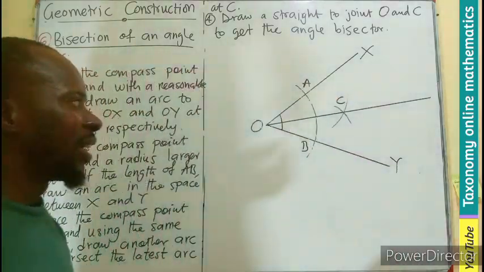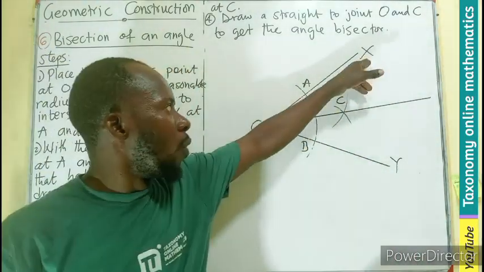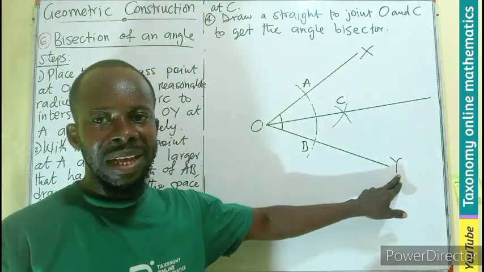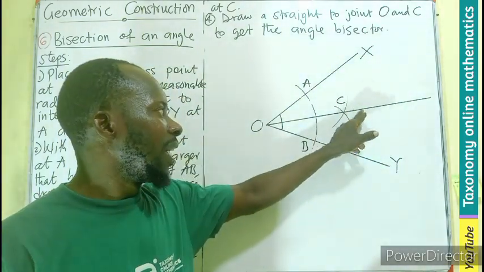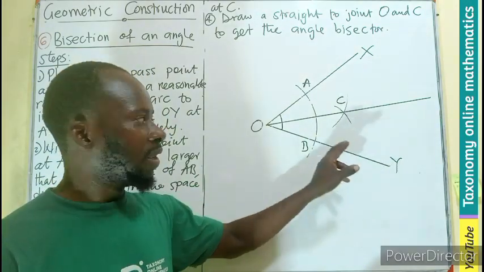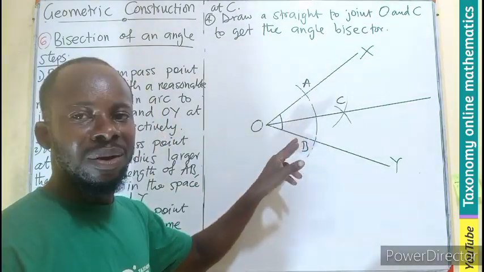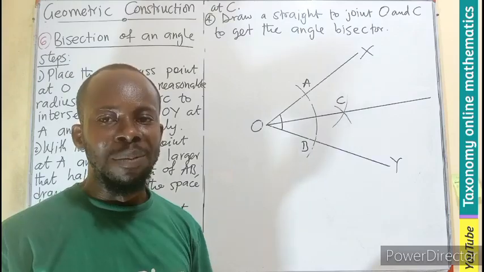So you can see that the angle XOY is now bisected into XOC and COY. So these two angles, when measured, will give you the same measurement.